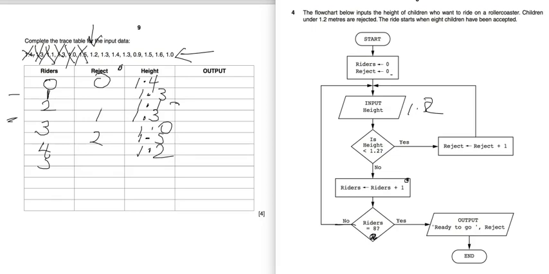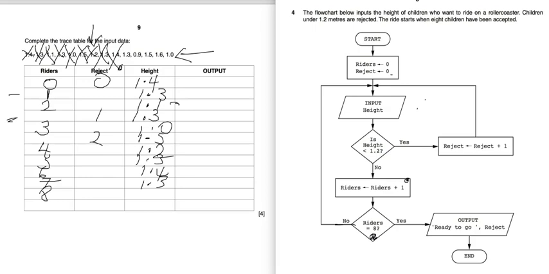Input the next one. You should be able to get a rhythm now of how the flowchart works. So we've done our 1.2. We're now on 1.3 again. 1.3 is okay, so we can increase the number of riders. And then 1.4 is okay as well, so we can increase the number of riders again. And then we've got a 1.3, and we can increase the number of riders again, so that's 8.